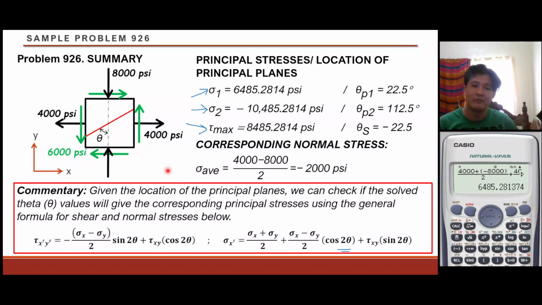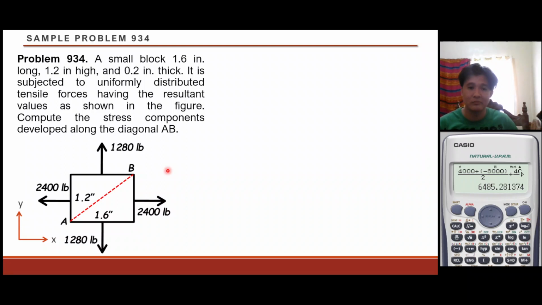Okay, let's proceed. Last sample problem for the day. We have sample problem 934. We have a small block, 1.6 inches long and 1.2 inches high, with a thickness of 0.2 inches. It is subjected to uniformly distributed tensile forces having the resultant values as shown in this figure. Our loadings are only forces so far, so our first step is to convert them into stresses.